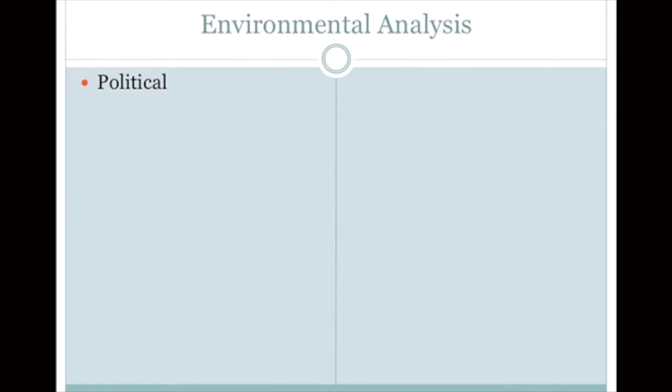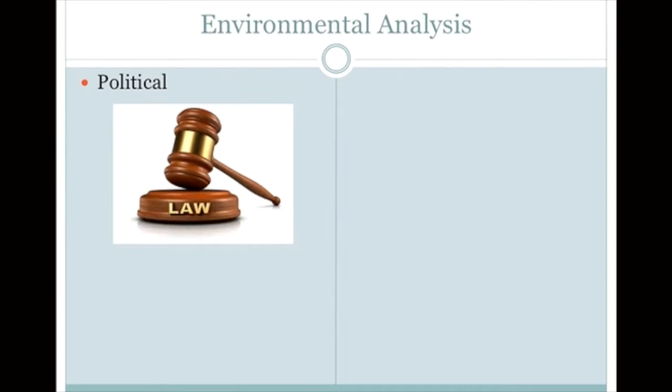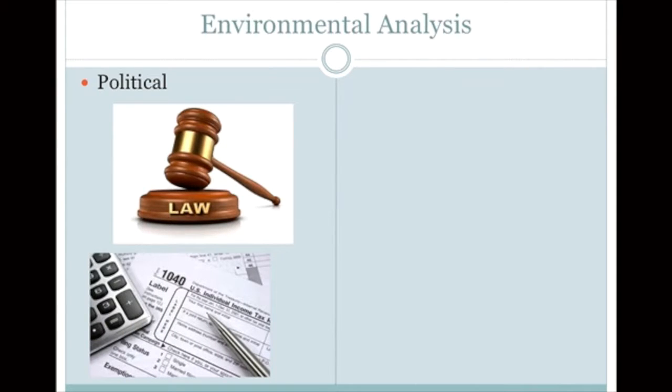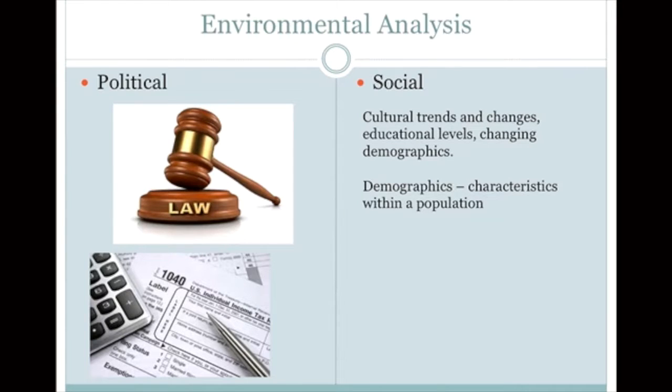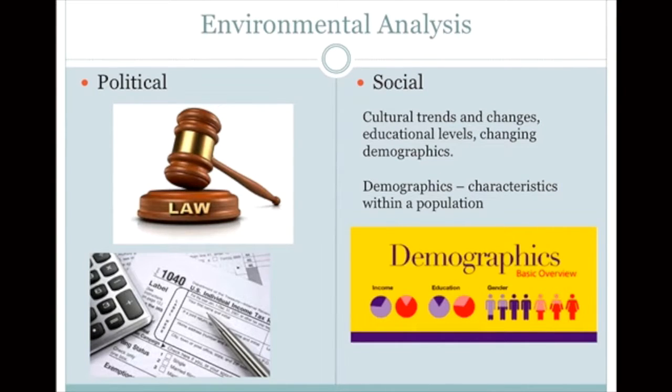First of which is the political climate that involves all laws and regulations, governmental competition, and taxes. The social environment covers cultural trends and changes, educational levels, and changing demographics. Demographics are the characteristics within a population. This can include things like gender, age, and where they live.